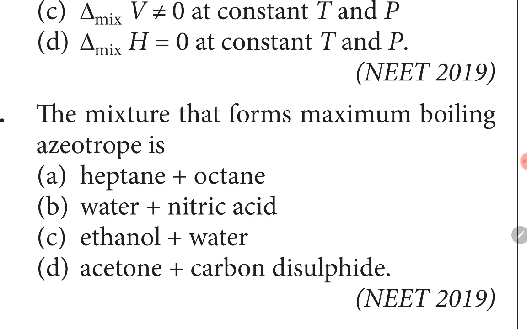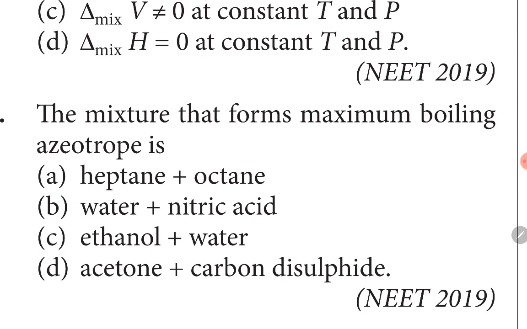So guys, हमें बस यहाँ पे ये चेक करना है कि कौन से two liquids के बीच में काफ़ी अच्छा attraction है. So guys, the correct answer for this question is water and nitric acid. Guys, other examples of maximum boiling azeotrope are water and HCl, chloroform and benzene, and finally CH3OH and CH3COOH.